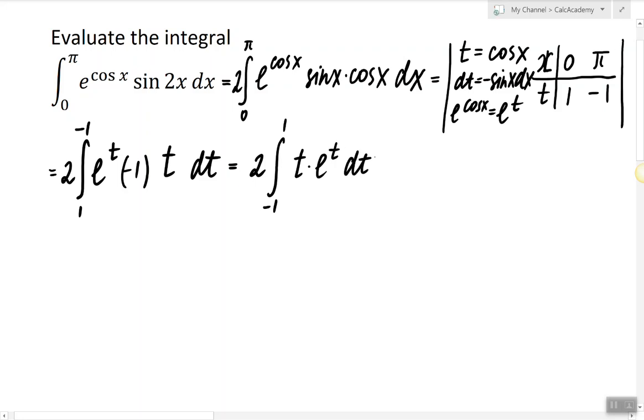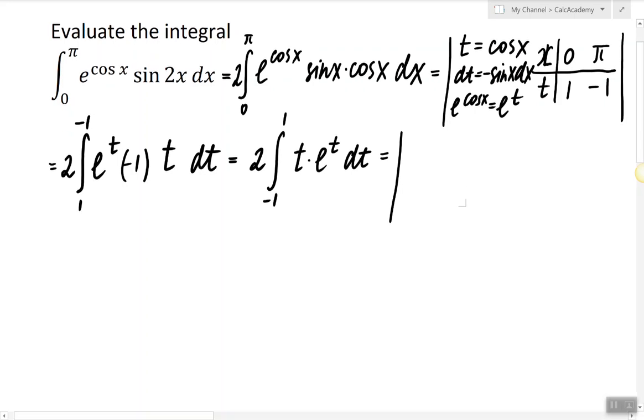And this is one of the integrals that we do by using the integration by parts technique. And this shouldn't be the first time we do that, so we know which expression to pick as a u function and which expression to pick as dv. So u is t, dv is e to the t dt, then du is the same as dt, and v is the same as e to the t.